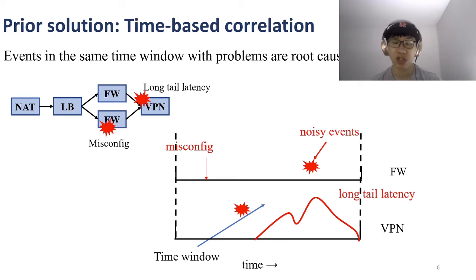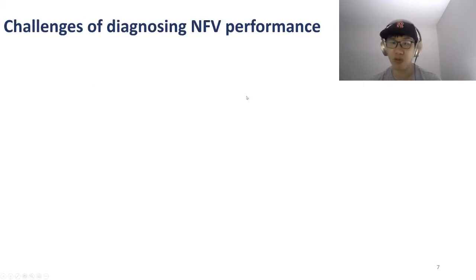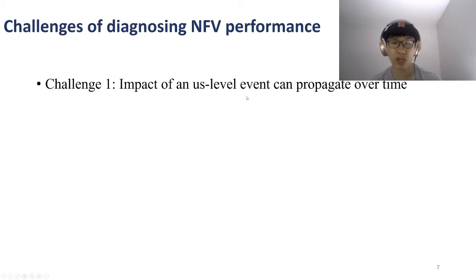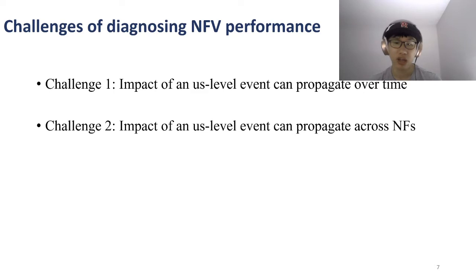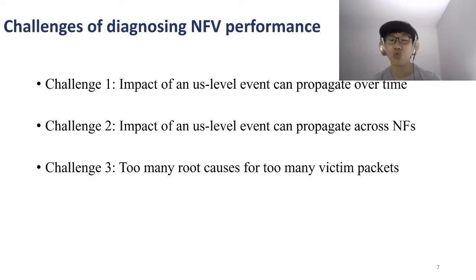These microsecond level events bring three types of challenges. First, the impact of a microsecond level event can propagate over time and across different network functions. Besides, when we have many packets with performance problems and many microsecond level events as potential root causes, it is hard for operators to focus their limited time on the most critical problems.